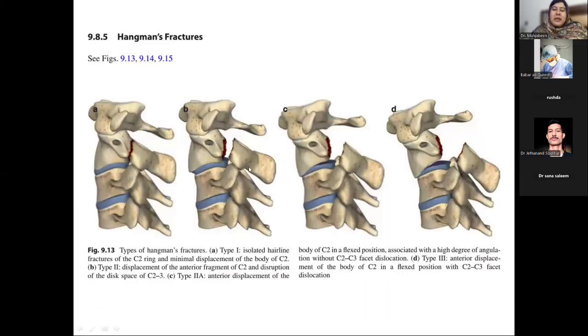Then we have a type of fracture that involves C2 as well as C3. It's known as a hangman fracture. Now, what is a hangman fracture? Previously, the mechanism of injury of hangman fracture was hanging, as in hang till death, okay? So that is the cause of hangman fracture. But there are a few other causes as well. The basic mechanism is hyperextension injury, which causes disruption of this part of C2.